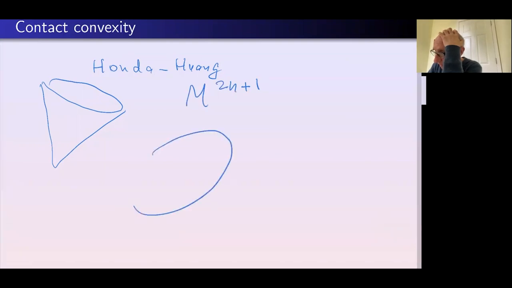Again, the original definition, as we defined within our paper with Gromov, is that a domain is convex. So you have a contact manifold of dimension 2n plus 1, and in this contact manifold you have some 2n-dimensional hypersurface. This hypersurface is convex if it admits a transverse contact vector field. That means the flow along this vector field preserves the contact structure.